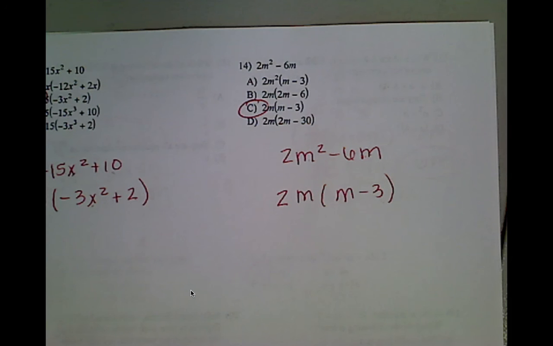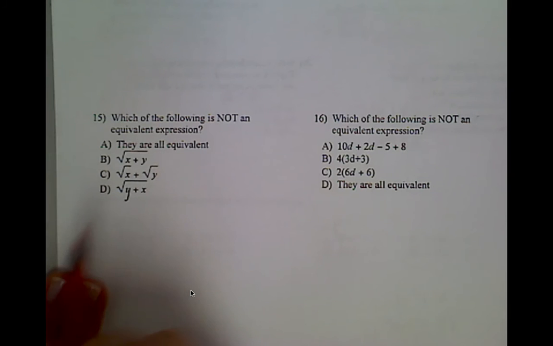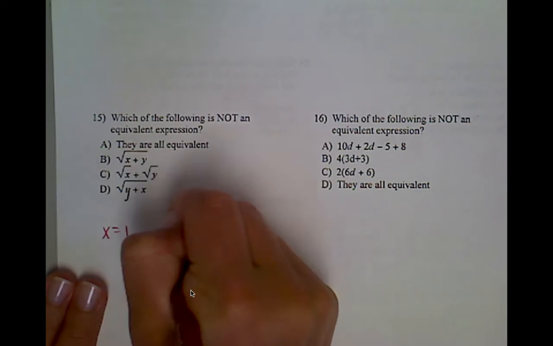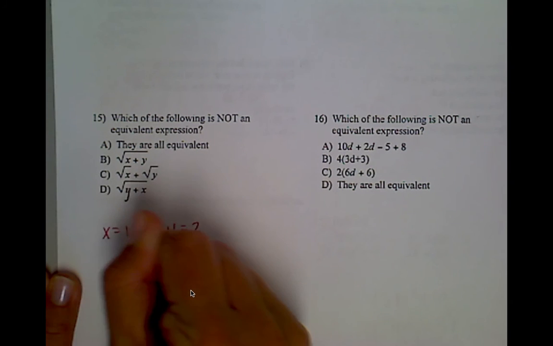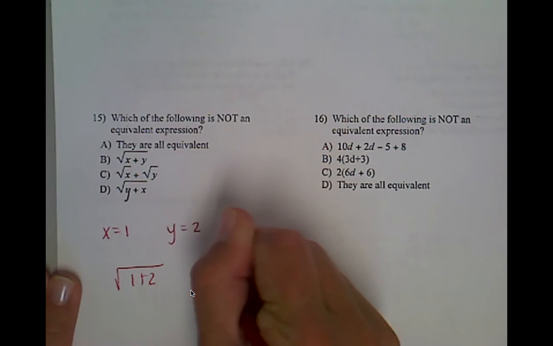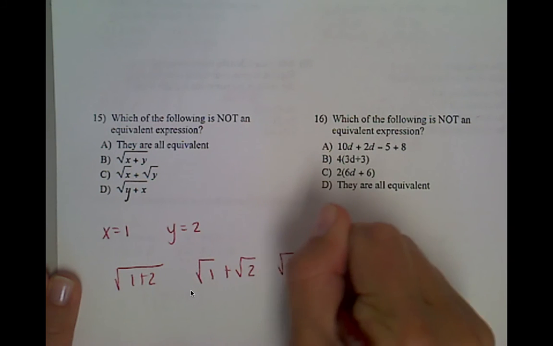Good. Okay, which of the following is not an equivalent expression? If I don't know, I'm going to pick some random numbers. I'm going to say x equals 1 and y equals 2. So I'm going to find the square root of 1 plus 2, the square root of 1 plus the square root of 2, and the square root of 2 plus 1.